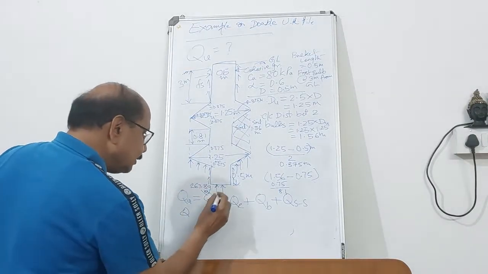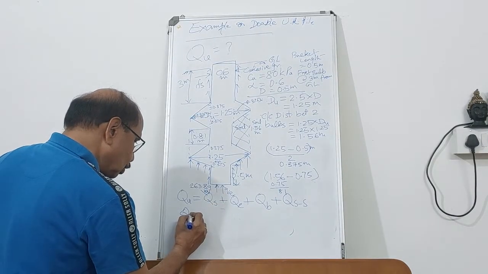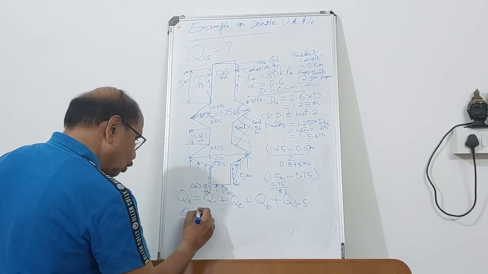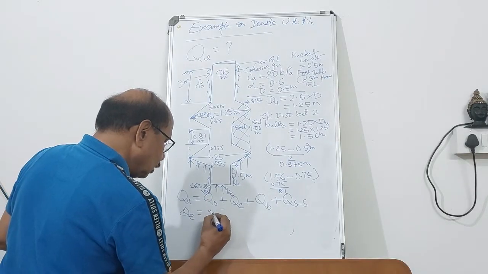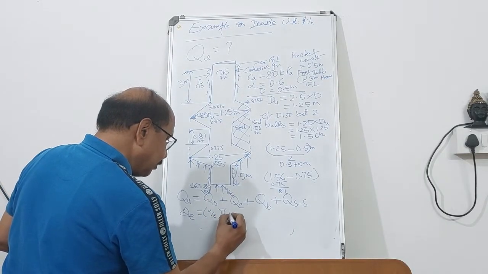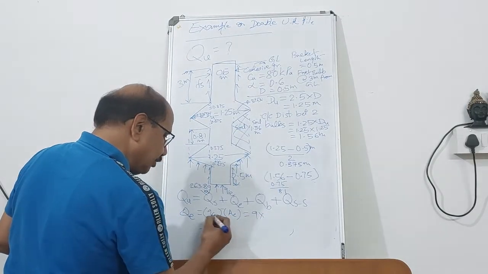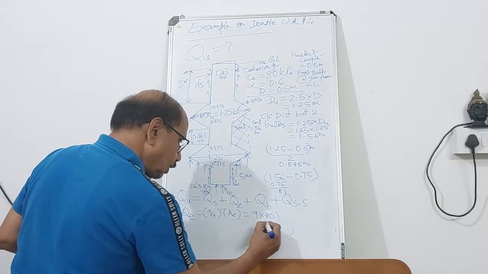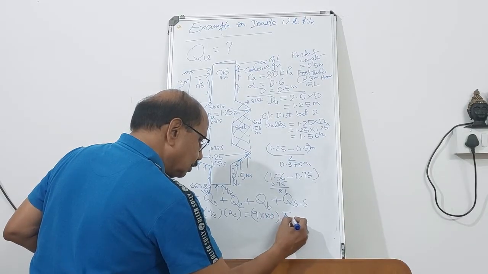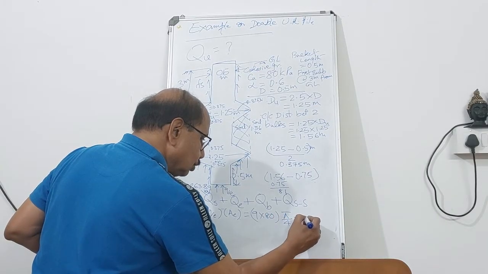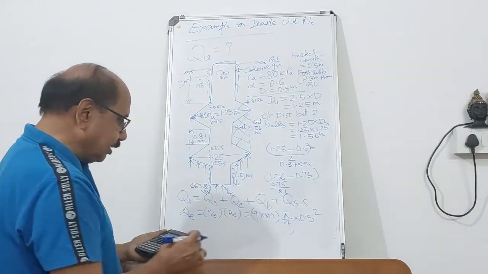That is at the end. So at the end, this is the unit embedding. So the load transfer at the end is going to be QE multiplied by area at the end. That means QE will be 9 times Cu, and area at the end will be pi by 4 into d square. So let's calculate. In kilonewton you will get the value.